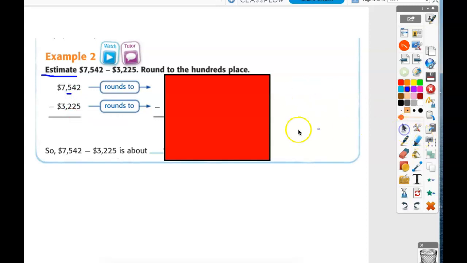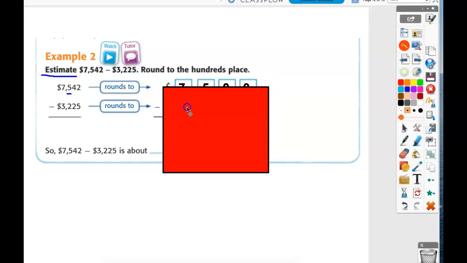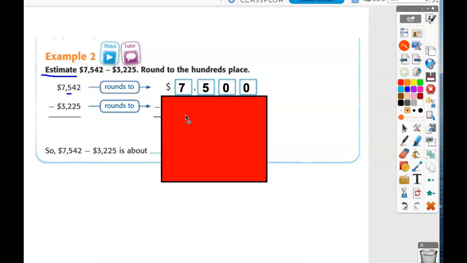All right. So, 7,542. If I'm going to round to the hundreds place, I got to look at the guy to the right. Is he 5 or more? Nope. He's not 5 or more. So 7,542 would round to 7,500.